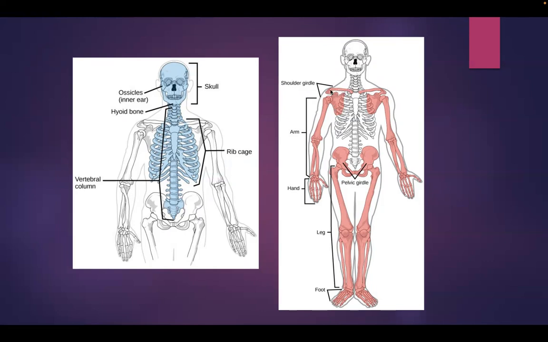So we have the pectoral or shoulder girdles on each side, the scapulae, arm bones, hand bones, and then we have the pelvic girdle, which is your hip bones, the femurs, the tibias and fibula, so your leg bones, and your foot bones.